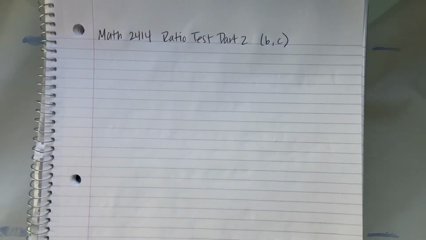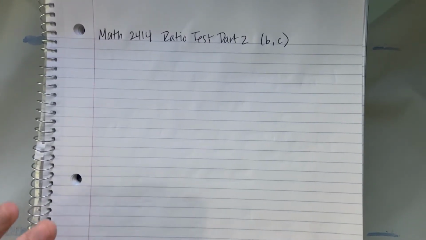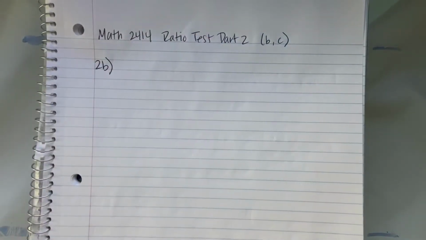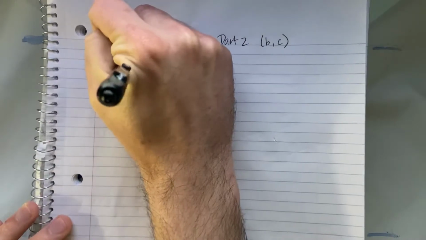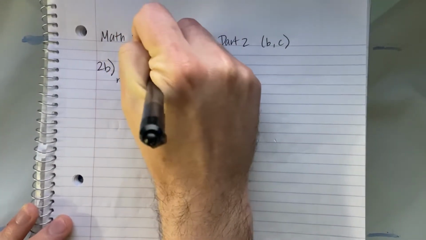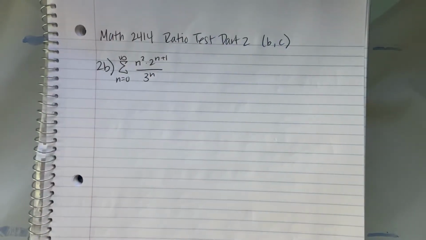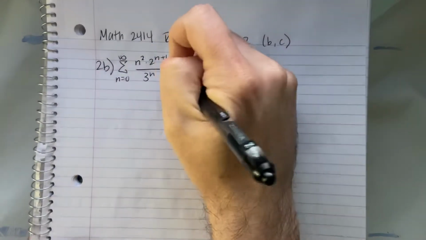Okay, so let's finish the ratio test questions. Let's start with 2b. It's a sum from n equals 0 to infinity of n squared times 2 to the n plus 1 over 3 to the n. So again, we'll look at the n plus 1 term and the n term.